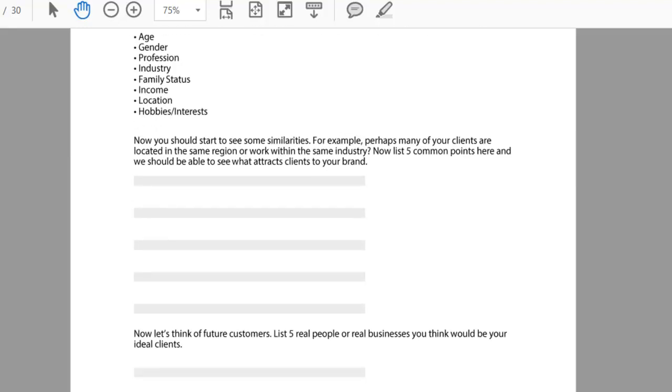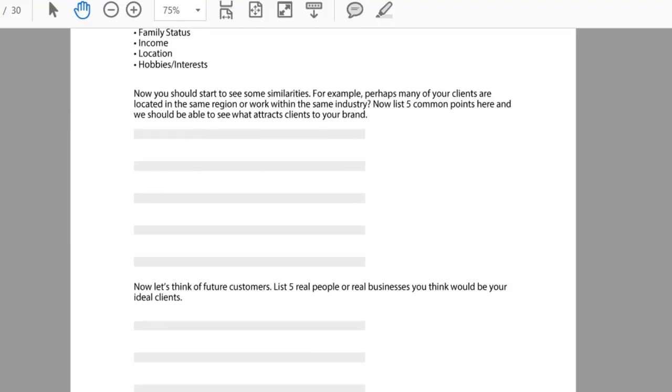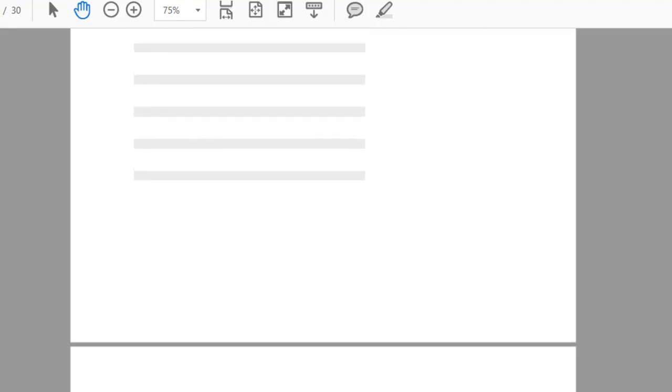And then we get you to think about future customers and list 5 real people or real businesses you think would be your ideal clients. So even if you're not quite there now, think about the future, because your website should be built and developed around that type of client and what you want to attract to your business.